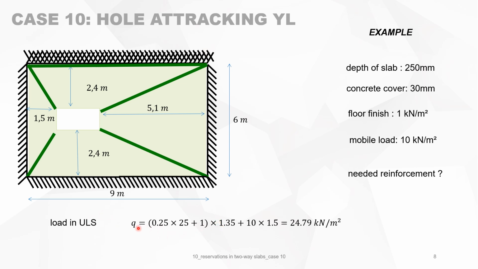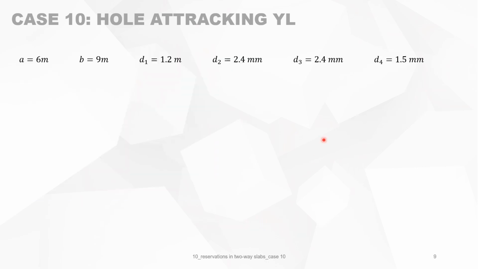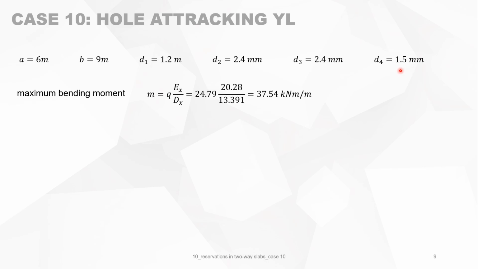It's 1.35 the permanent load plus 1.5 times the mobile load, which gives you 24.79 kilonewton per square meter. The different parameters now are there, from the previous slide. The maximum bending moment is then the bending moment times the load times EX over DX. We fill in all those parameters in the formula given on the previous slide, and you find 37.54 kilonewton meter per meter.